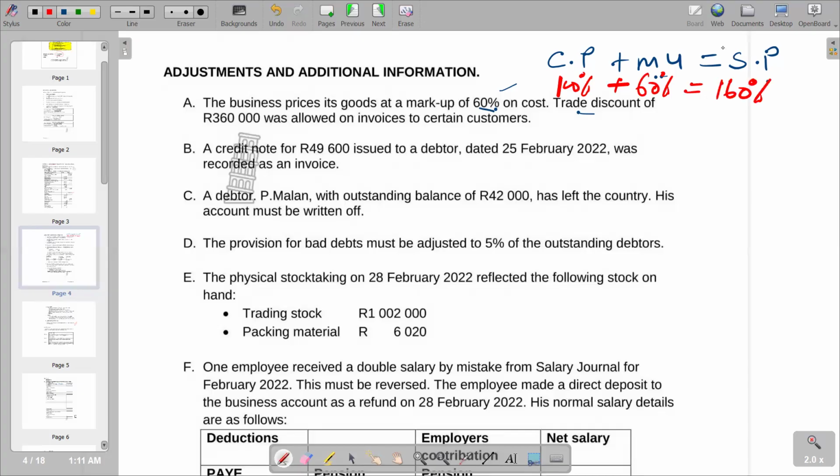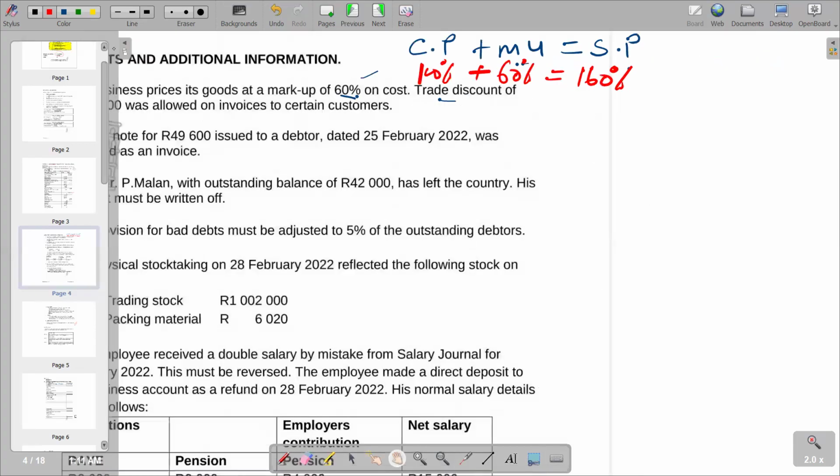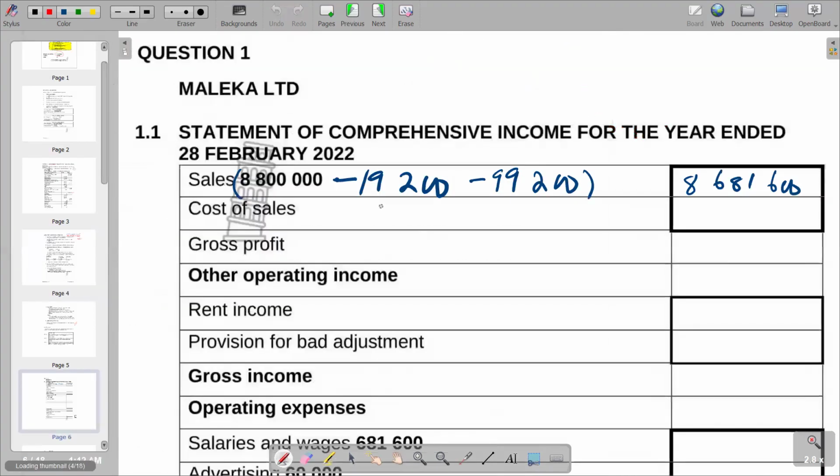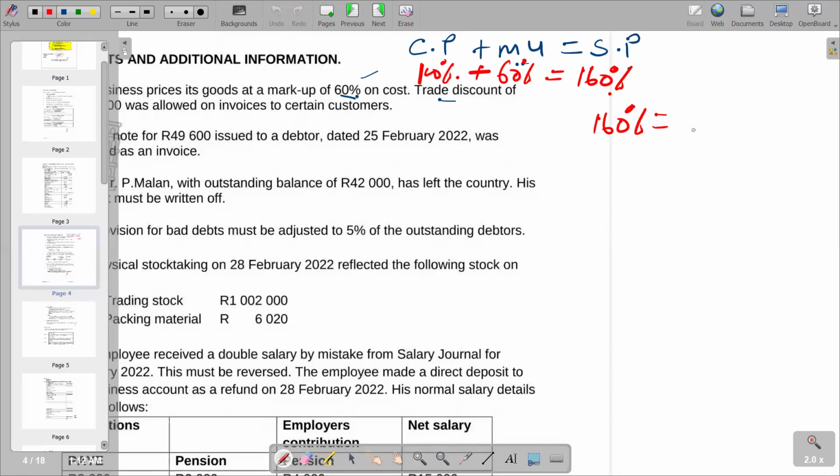60%. So basically, this is the calculation that we have. Having done that, now we can make our representation, whereby we are saying the figure that we are looking for is the figure for cost price, which is 100%, and the figure that we are given is the figure for our selling, which is 8,681,600. So we say this equals 8,681,600. Then the figure that we are looking for is the cost, which is 100%.